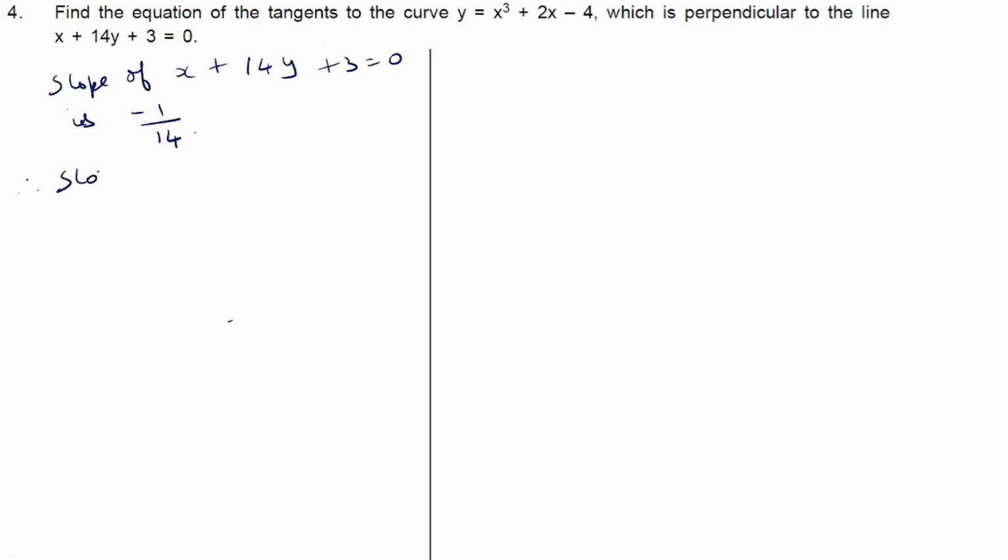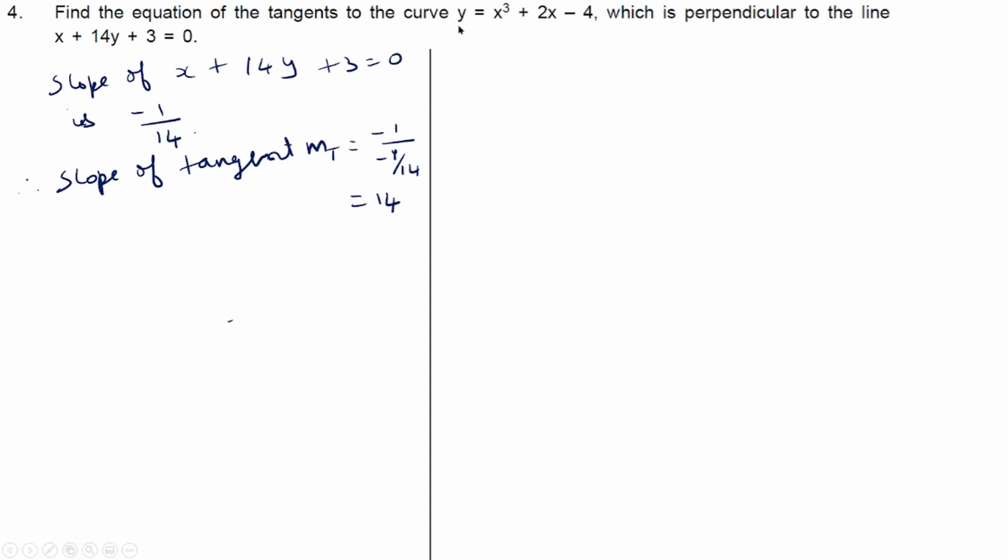Therefore, slope of tangent mt equal to minus 1 by minus 1 upon 14, or this is equal to 14. Now from here we can find the slope of the tangent.